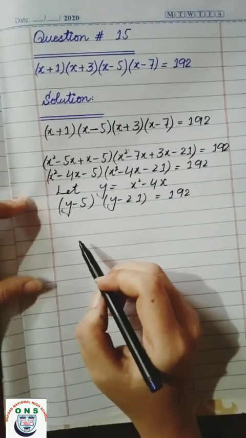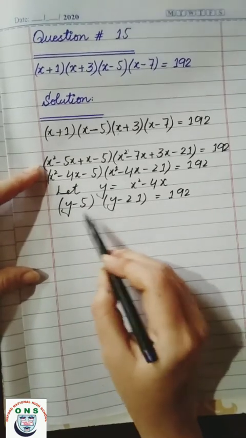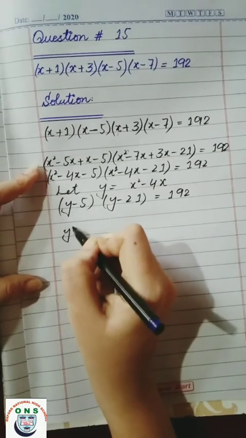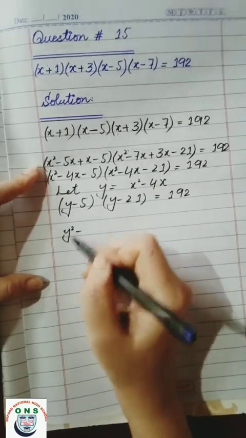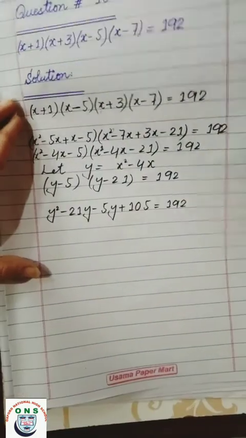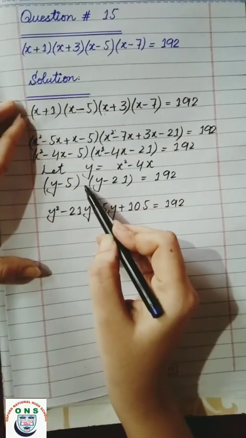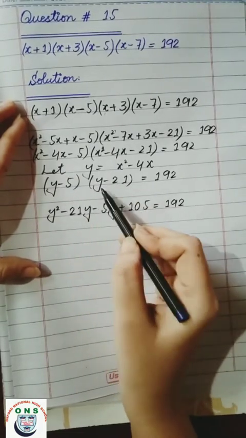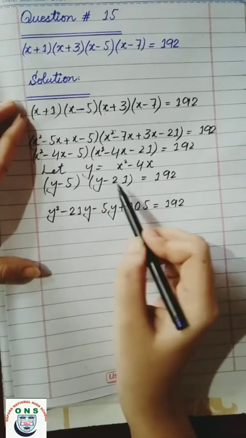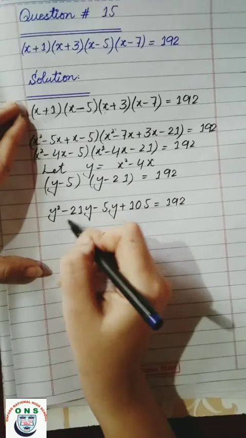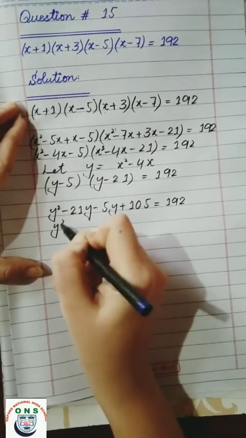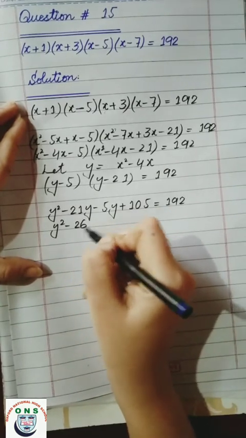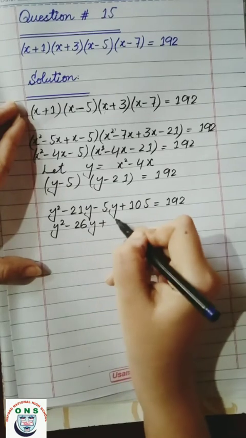Clear, students? Now what to do? Now we have to multiply them both. It will be y square. Now we have multiplied because there is no sign between them, that's why they are multiplied with each other. Y square minus 21y minus 5y, minus times minus is plus, and 21 times 5 is 105. Solve these both. The y terms give minus 26y and plus 105.